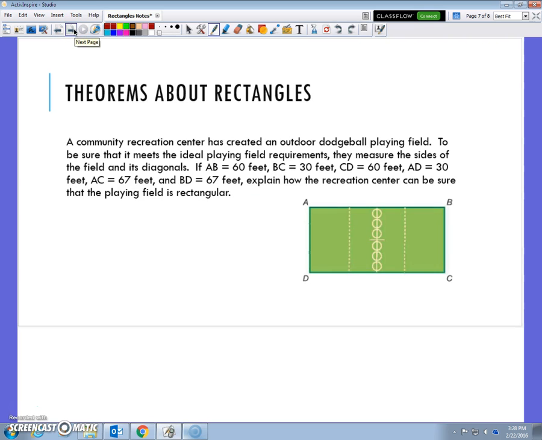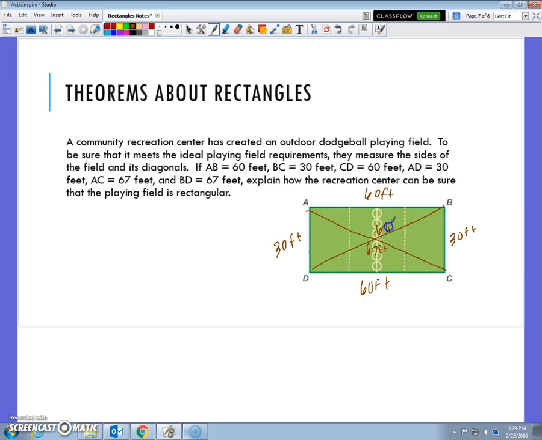All right, so let's take a look here. It says a community recreation center has created an outdoor dodgeball playing field. To be sure that it meets the ideal playing field requirements, they measure the sides of the field and its angles. If AB equals 60 feet and BC equals 30 feet. Okay, let's make sure. It doesn't say anything about it being a rectangle yet. It says CD equals 60 feet, AD equals 30 feet, AC equals 67 feet, and BD equals 67 feet.